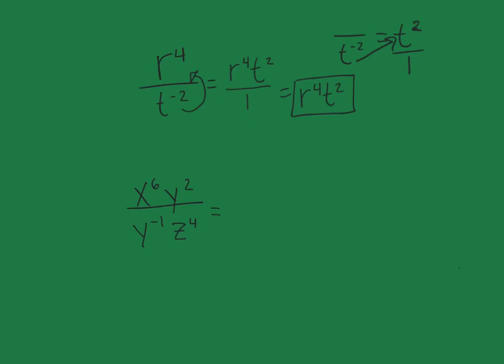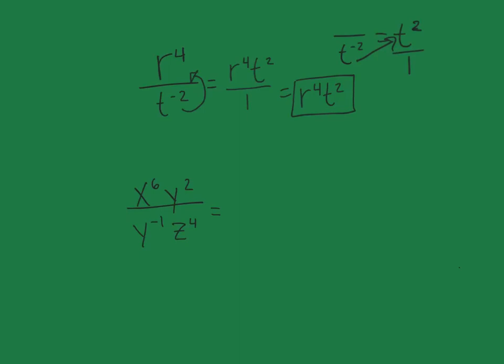Let's look at another example. So x to the power of 6 times y to the power of 2 divided by y to the power of negative 1 times z to the power of 4. So remember, if you have positive exponents, it's simplified. But if you have a negative exponent, it's not simplified. You need to take it to the other side of the fraction.